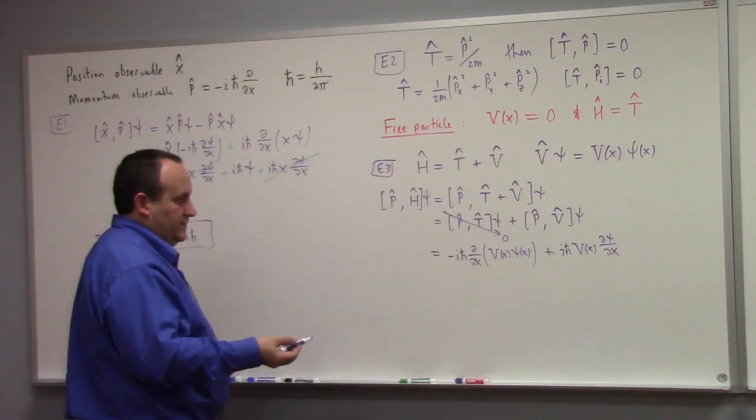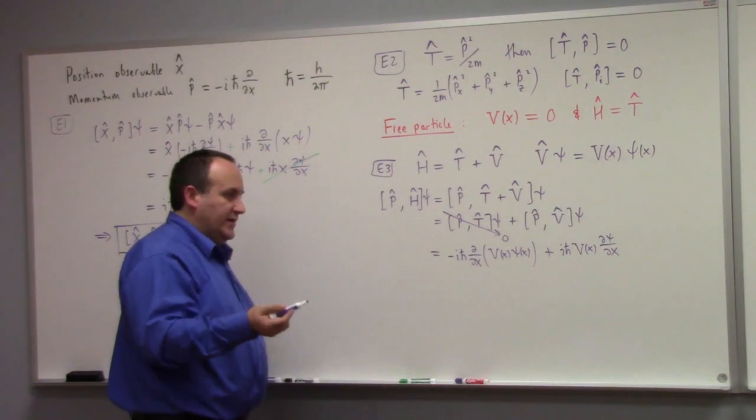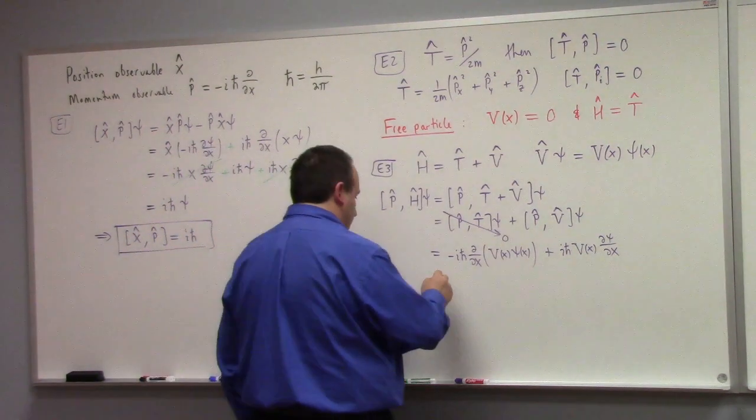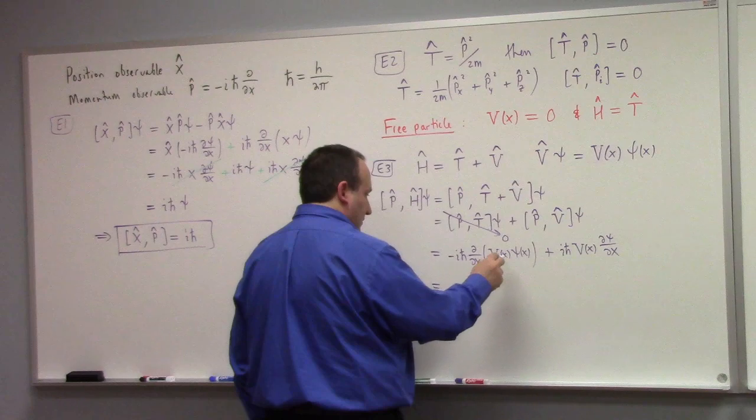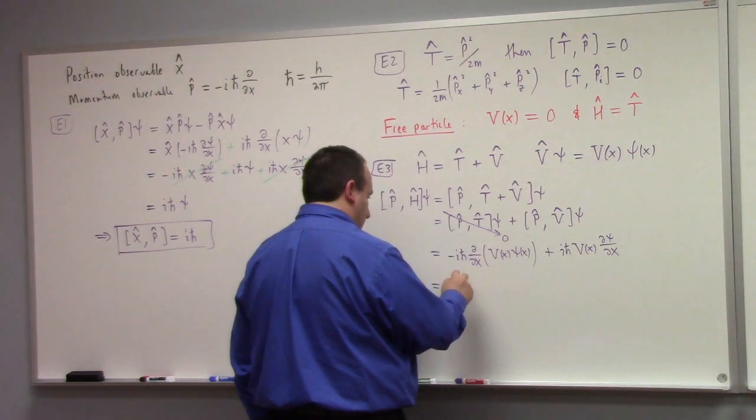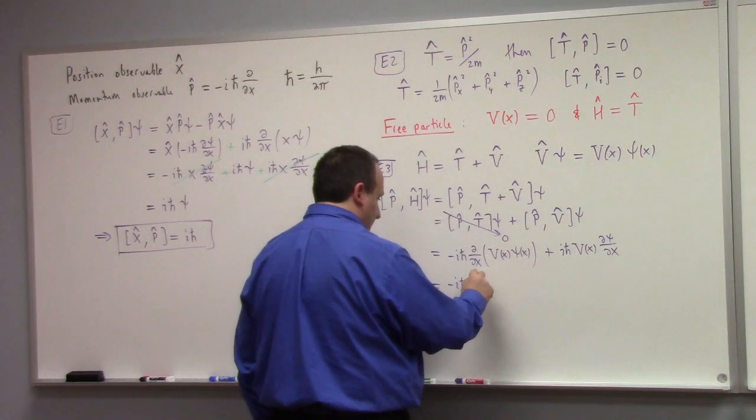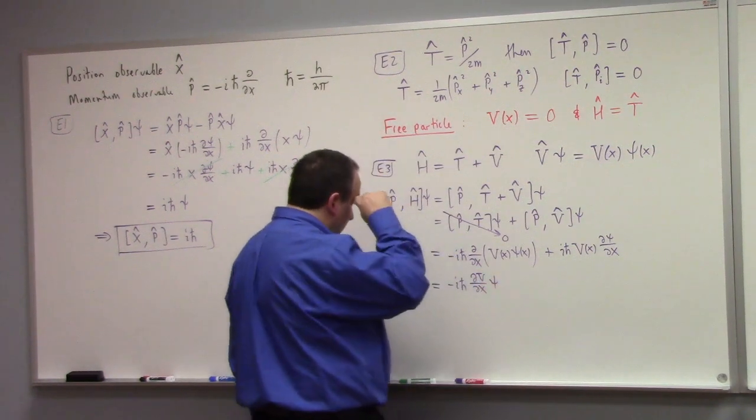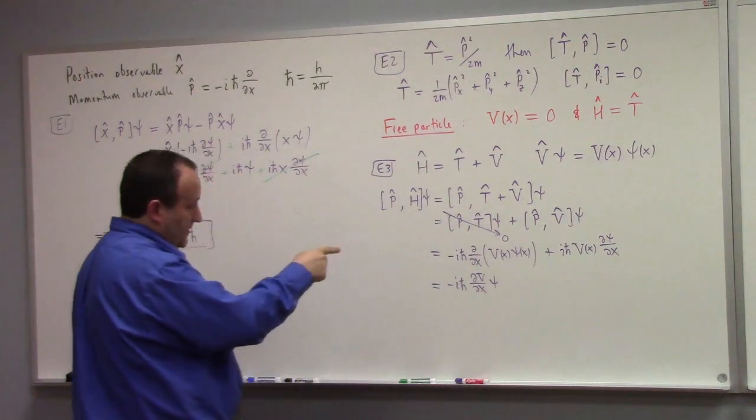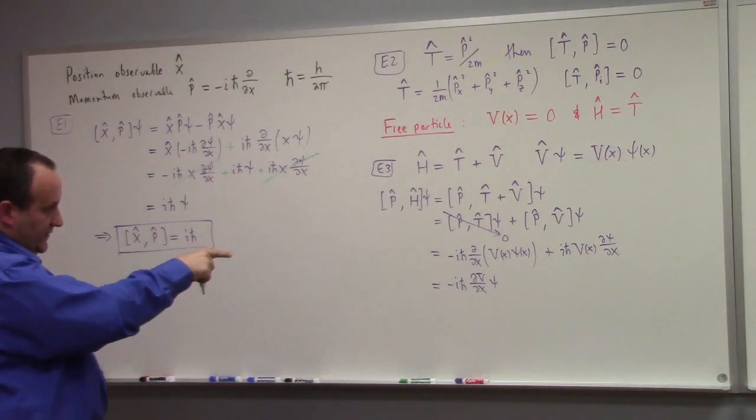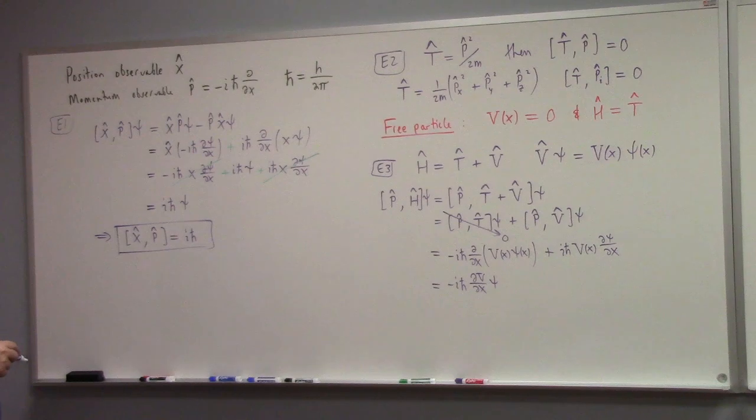So we have a product rule, right? You have a product rule that happens here, and not everything goes away. So you end up with minus i h bar partial V partial x times psi, because the other term in the product rule cancels with the other term from the commutator, and it just leaves you with this term, the derivative of the potential energy.